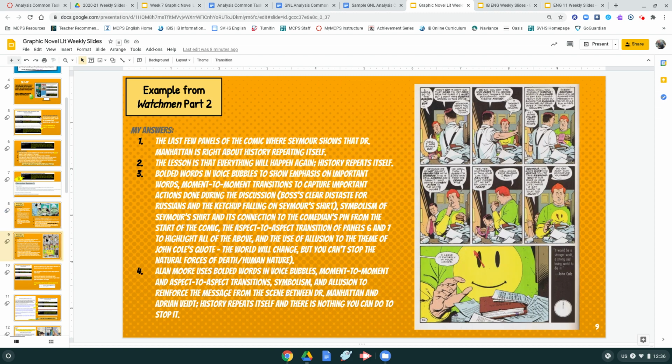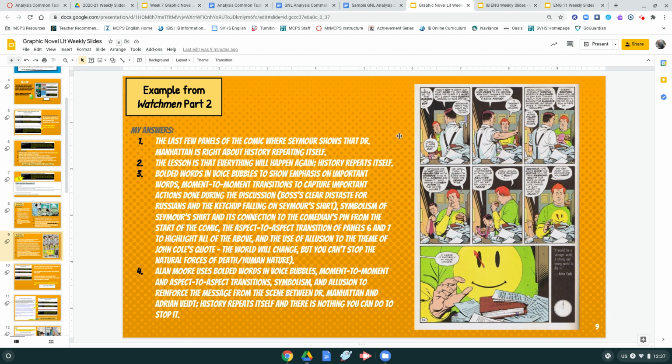The other scene from the end of the book that I'm using with it is this scene here. These are 2 newspaper workers. The guy in the suspenders is the boss, and the guy in the t-shirt is his employee. So my answers to those 4 parts, right? I want to use the last few panels of the comic where Seymour, the guy in the t-shirt, shows that Dr. Manhattan is right about history repeating itself. The message that's coming across, right? The lesson is that everything will happen again. History repeats itself.